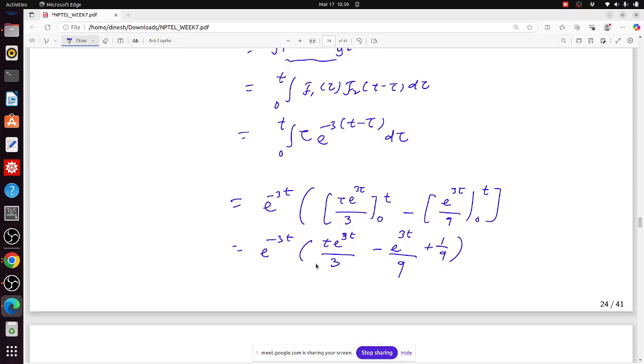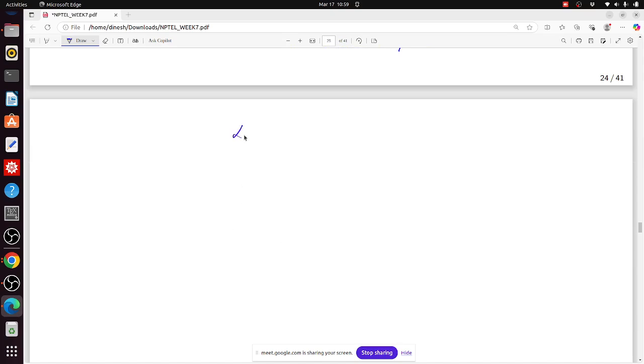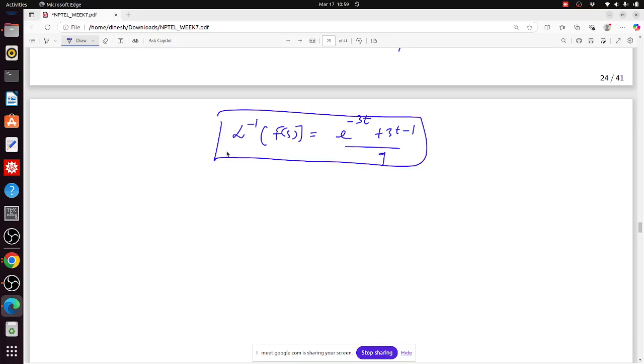So again, the inverse Laplace transform of F(s) is equal to e power minus 3t plus 3t minus 1 by 9. So this is the answer. So we can see which option is correct. Here option B is correct.